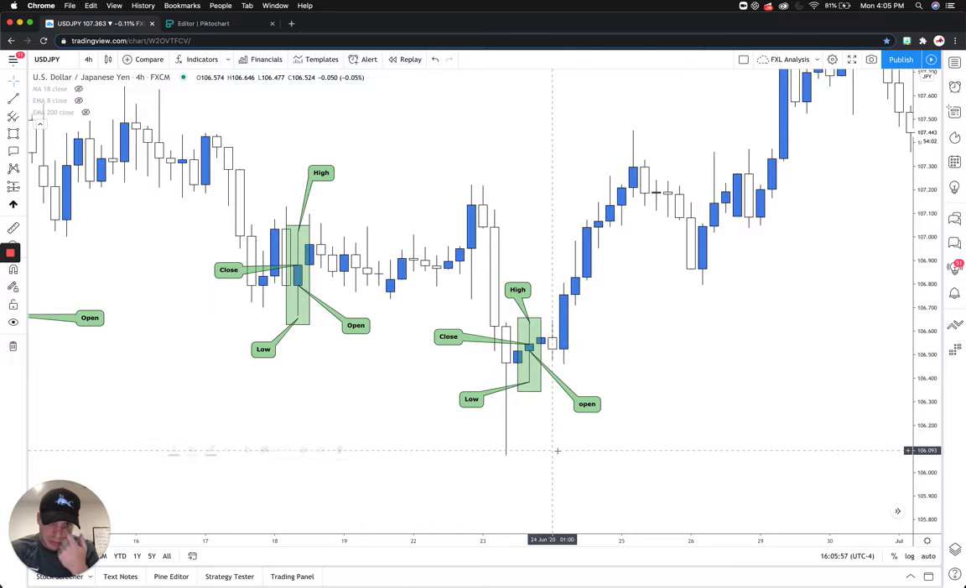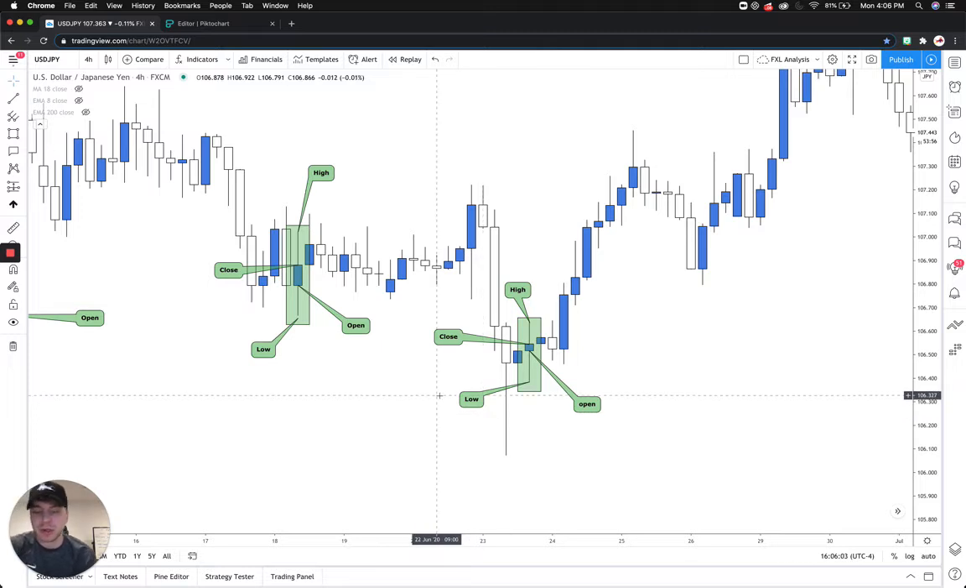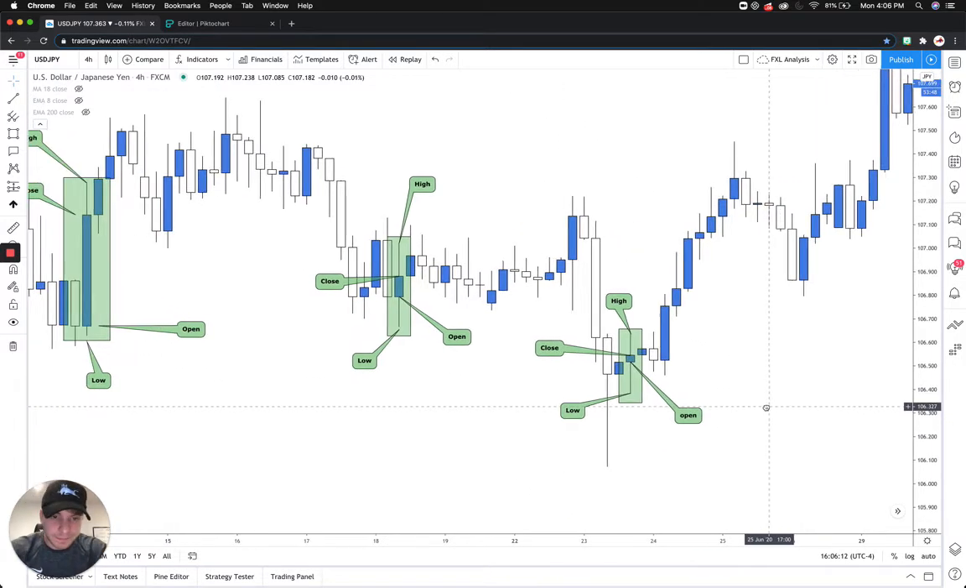So again, guys, just another indecision candle. This is the open. This is the high. This is the low. This is the close. So the close and the open are very close to each other. And then the high and the low are much further away, and then they pulled back and formed these wicks. So just watch out for that.